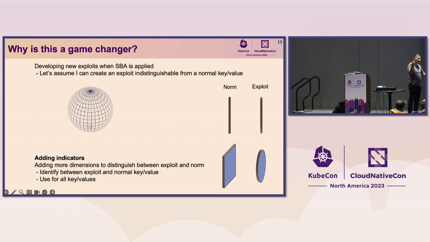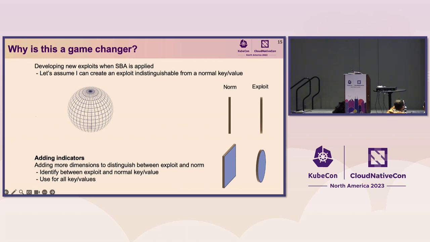So let's say we found one. We analyzed the problem, we identified that exploit that got through, and how on that value it looked exactly like the norm, so we couldn't identify it. So we added another dimension. It's a bit theoretical, but it's like rotating the picture. We now see another dimension of the problem.